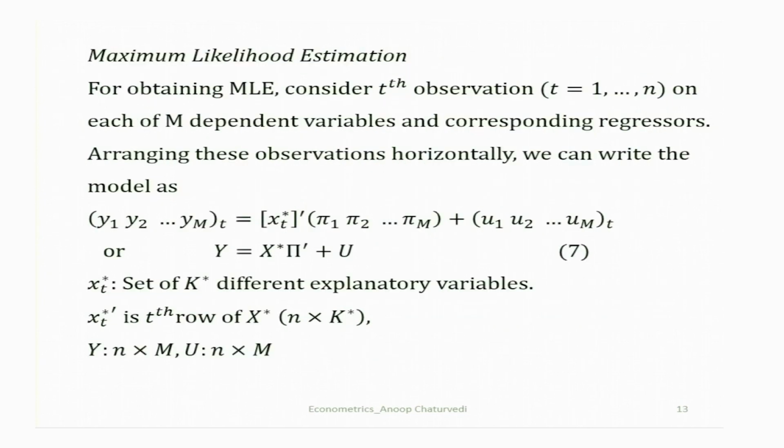Now, we obtain the maximum likelihood estimator for the parameters. For obtaining the maximum likelihood estimator, we consider the tth observation on each of m dependent variables and the corresponding regressors, and then arranging these observations horizontally, we can write the model in this form, say (y_1, y_2, ..., y_m)_t equal to x_t star transpose (pi_1, pi_2, ..., pi_m) plus (u_1, u_2, ..., u_m)_t. So, this corresponds to the tth observation. Or you can write capital Y equal to X star pi transpose plus U.